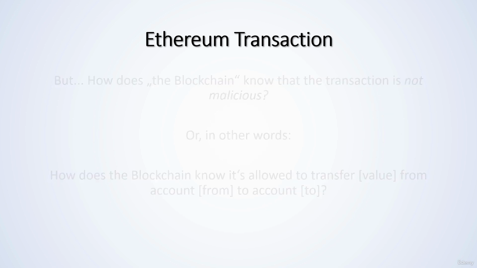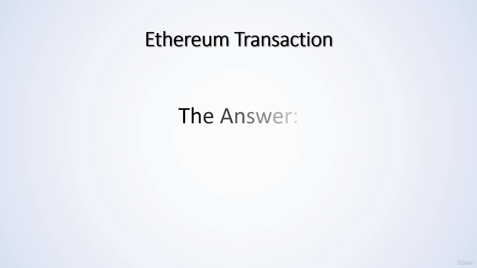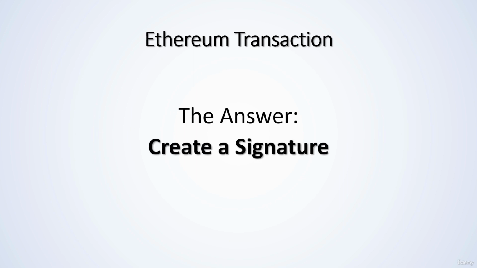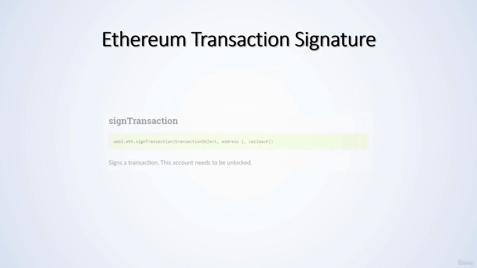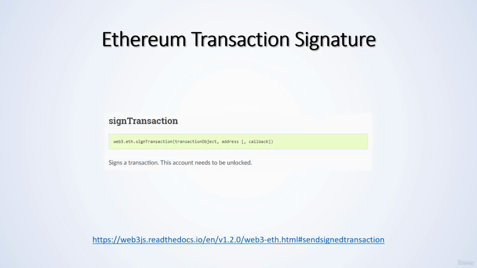How does that work? Well, there is the answer. It's creating a signature. And that happens with another function on Web3 that is web3.eth.signTransaction. And this uses an account in the background or a wallet. And this is where MetaMask comes in.